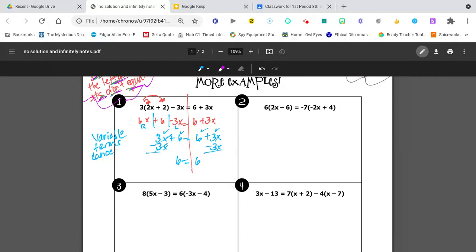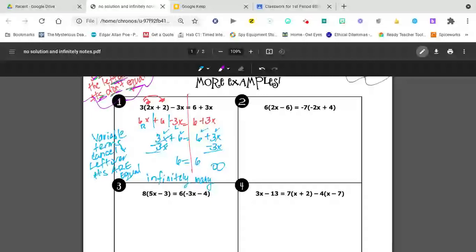And the leftover numbers are equal. So when the variable terms cancel and the leftover numbers are equal, we say there are infinitely many solutions. Okay? And that's what you should have gotten for 1.